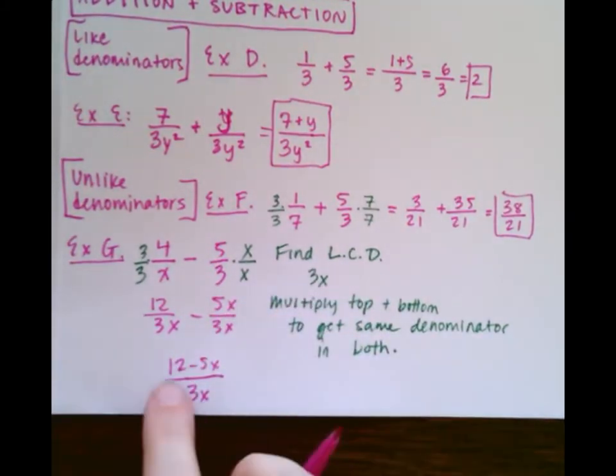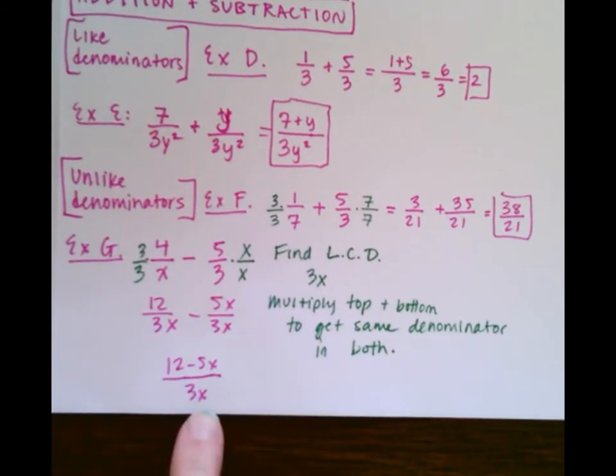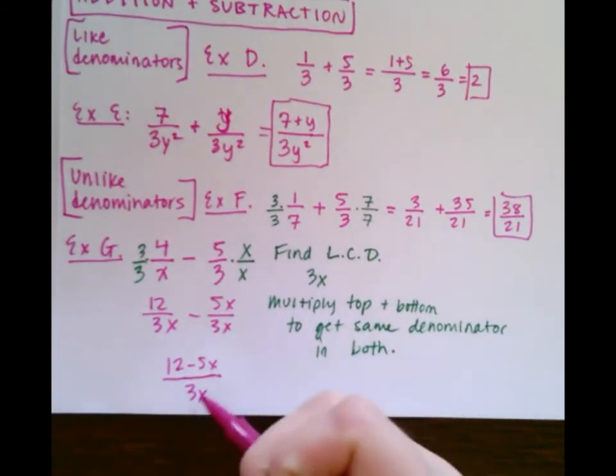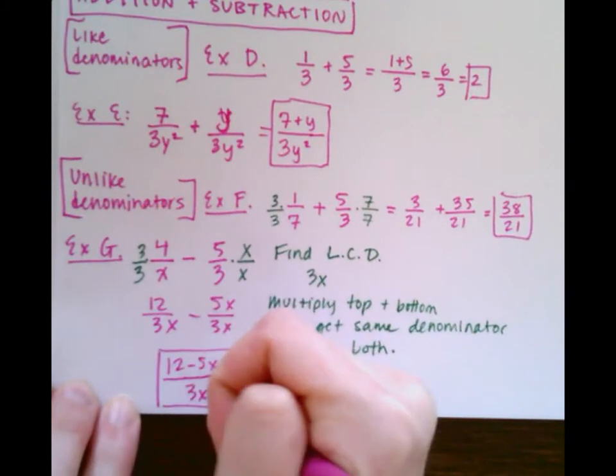Now once again, there's no GCF between these two terms, so I can't factor anything out to see if anything is going to cancel with the 3x on the bottom. I can't cancel these x's out because this is not a factor of the entire numerator. So that's all I could do. That would be my answer.